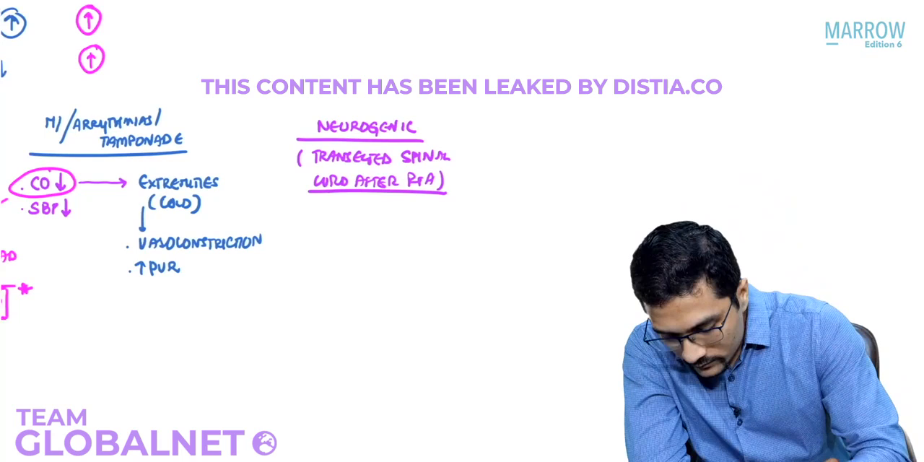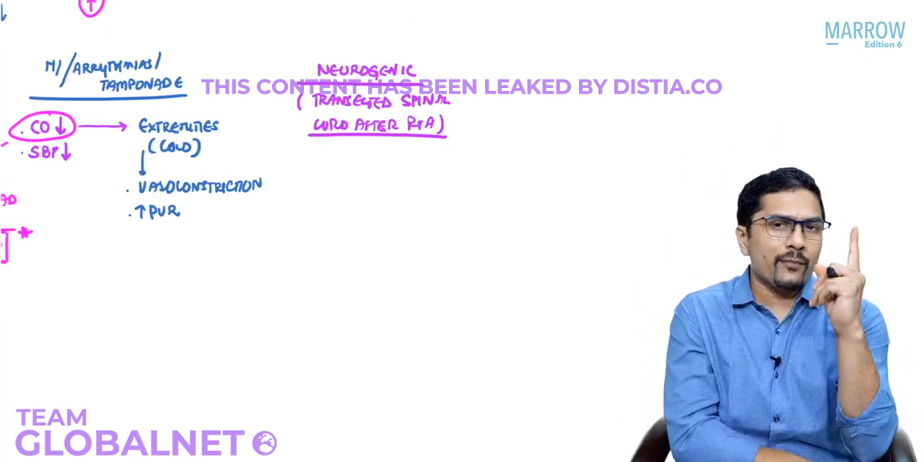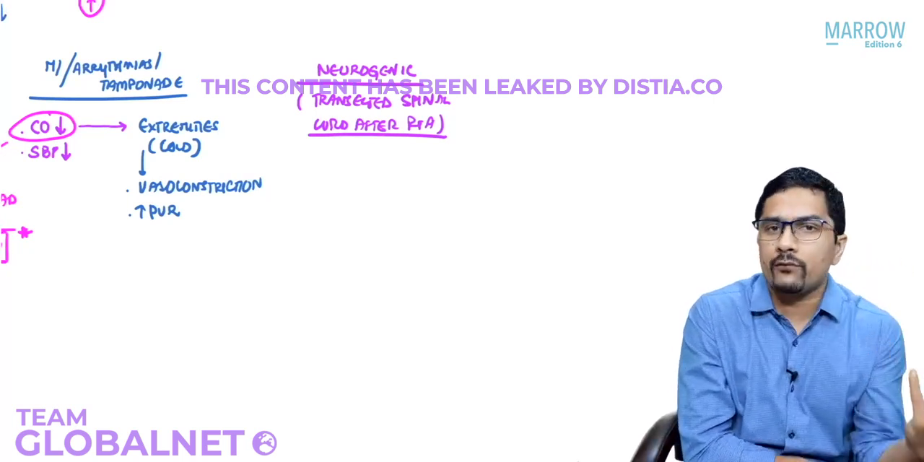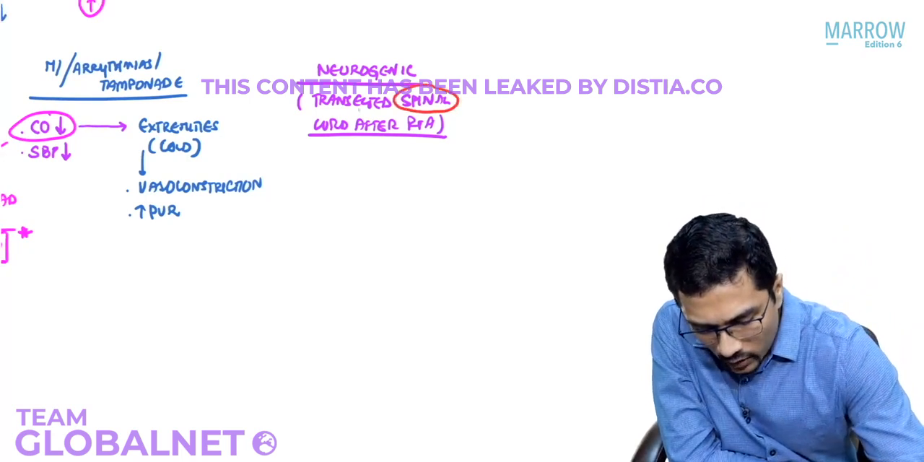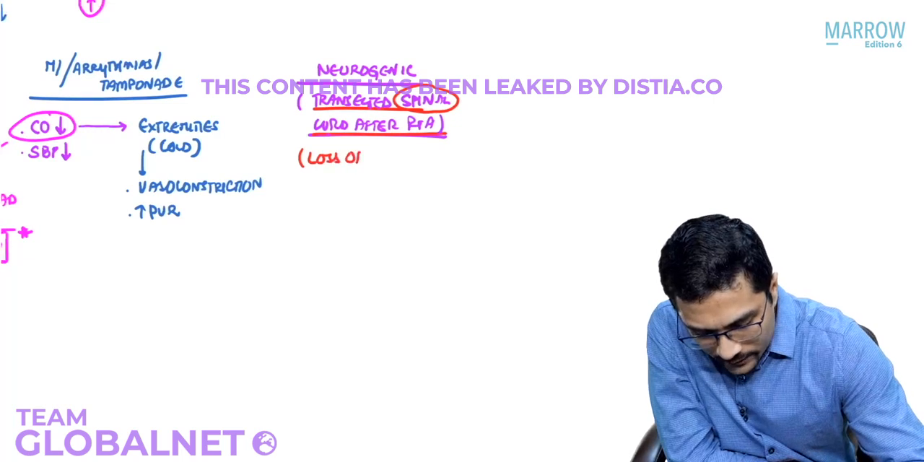Okay. So here I just want you to remember one thing. If you just remember this one term, the entire physiology would become very easy for you to understand. And that one term is that when the spinal cord is transected, there is loss of sympathetic tone.